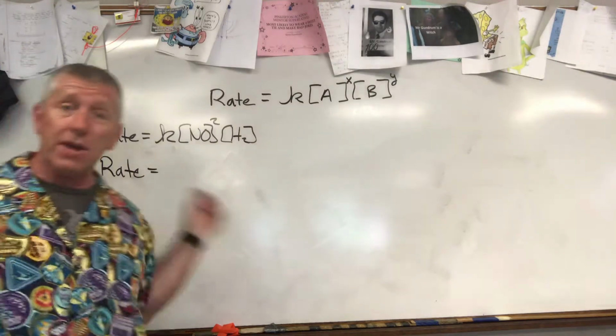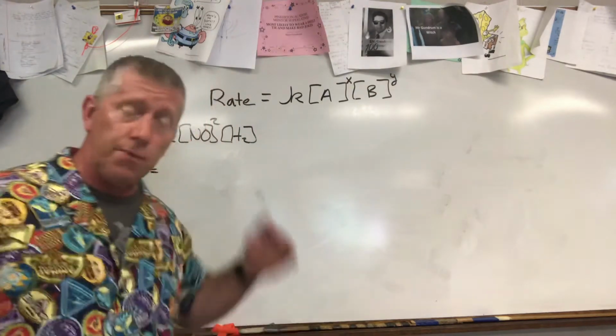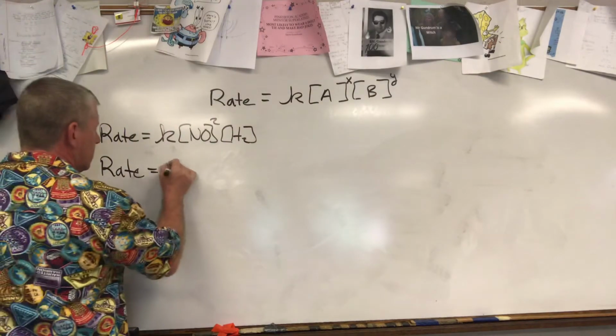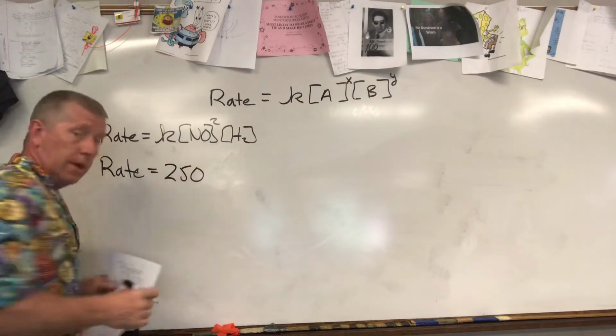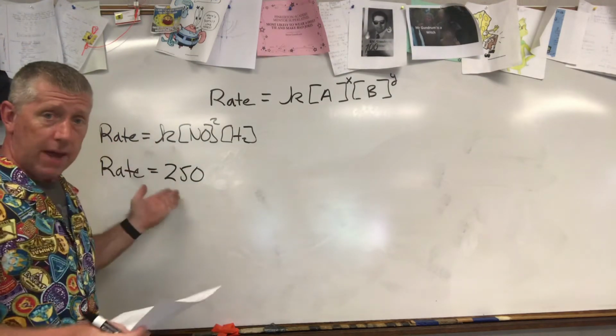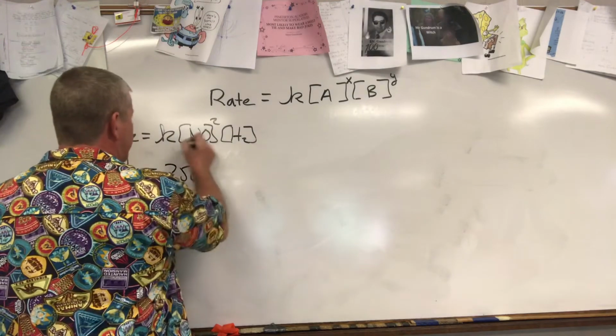We just figured out K from part B, so we have to use it in part C. This is 250. It doesn't matter what concentrations I throw in there; at this temperature, that's the rate constant. It's a constant. That's what I have to throw in there.